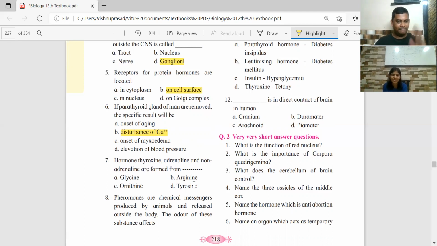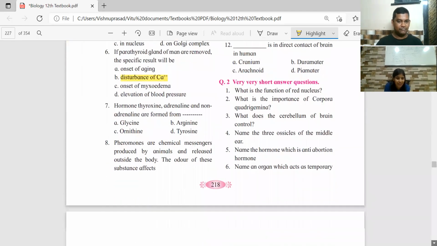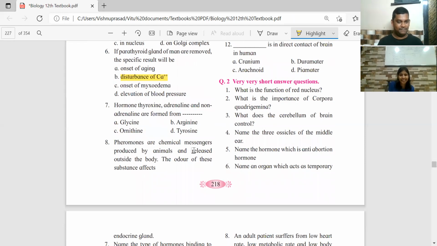Correct. Yes. Then the hormones thyroxine, adrenaline, and noradrenaline, they are formed from... Oh, you taught me this just now. It is thyroxine. That's the answer.